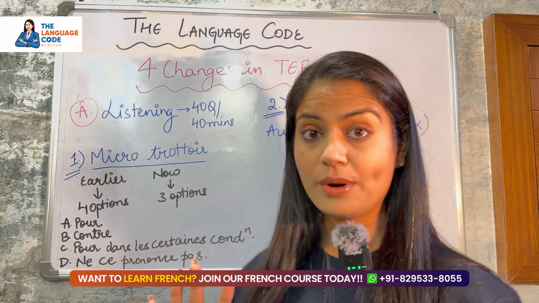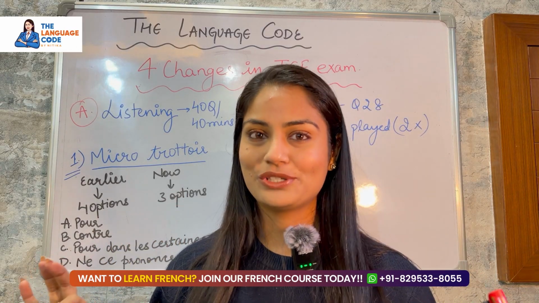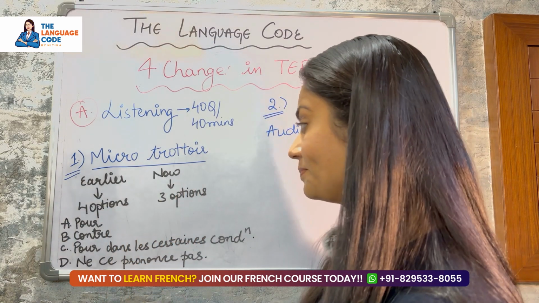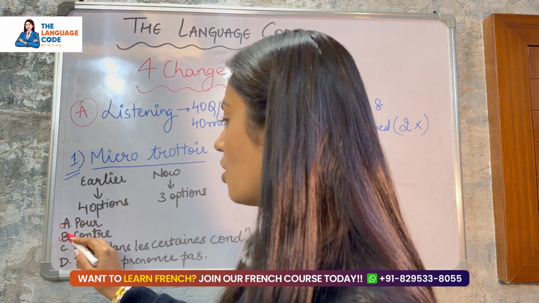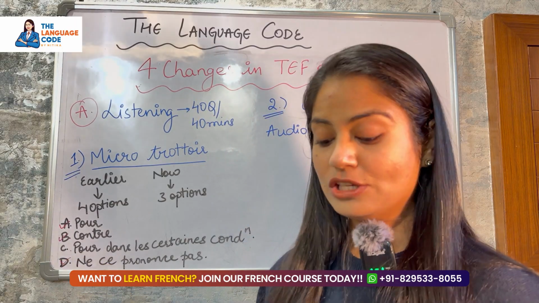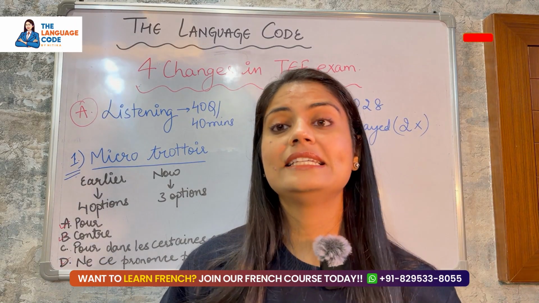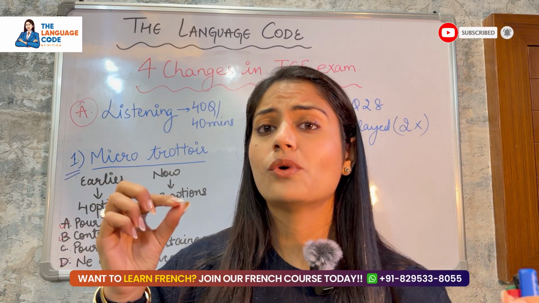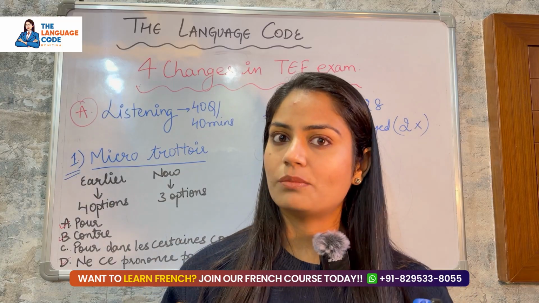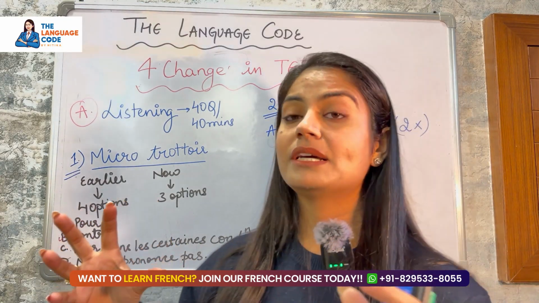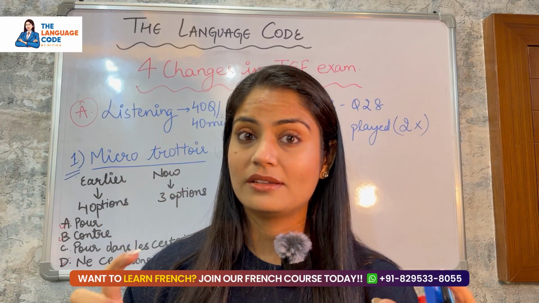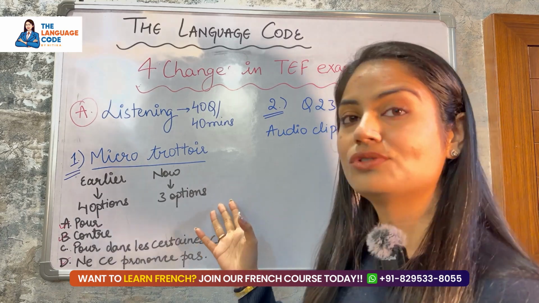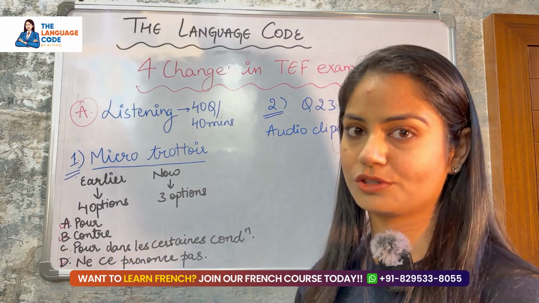Earlier it used to be 4, but now it's a relief for the students. Now the options have reduced to 3. Now we have only the options pour, contre and ne se prononce pas. See, these interview questions and the audio are a little longer, so it becomes difficult to focus on the main idea. When you have fewer options, it becomes easier to focus on the particular argument of the topic. So it's a huge relief for the students that it has been reduced to 3 options: pour, contre and ne se prononce pas.